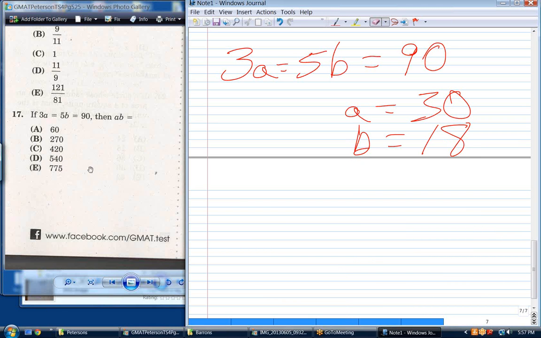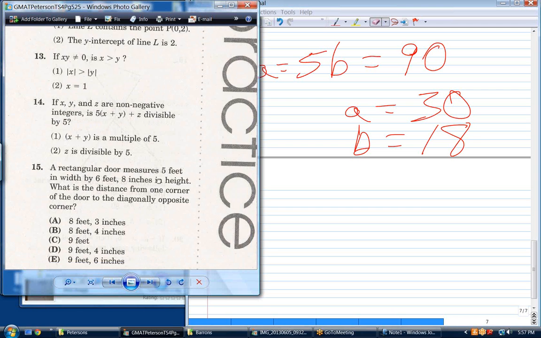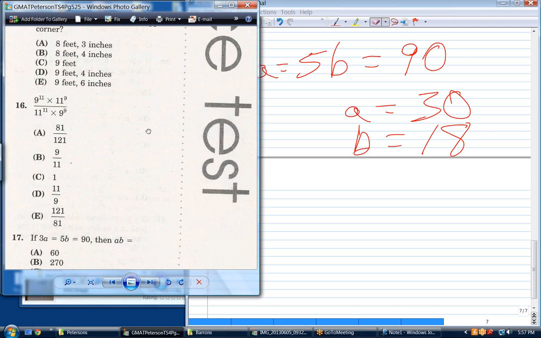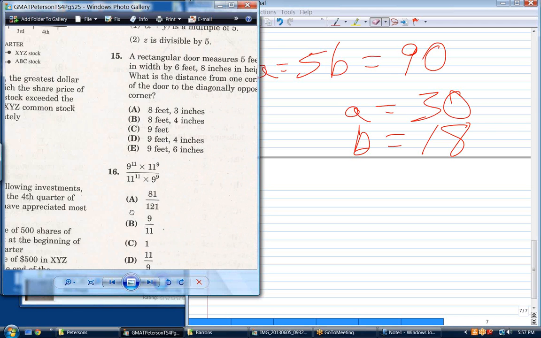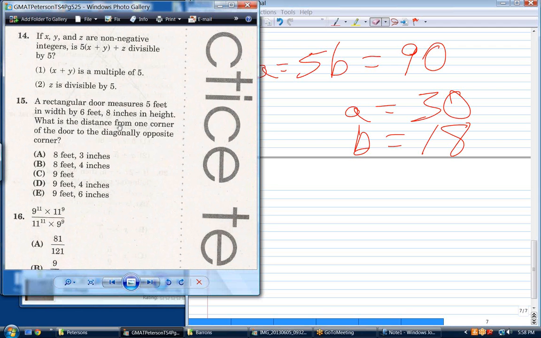540 is the answer. Now here, even though they asked about a combination thing, A times B, the easiest way to solve this was to solve for A and to solve for B, and then just multiply the two numbers together. Notice the difference in this problem that we had before, where we had to solve for x minus y, but we couldn't solve for x or y.